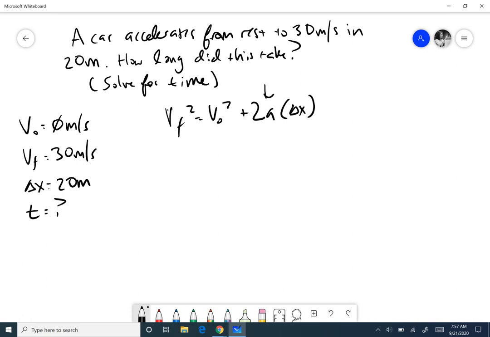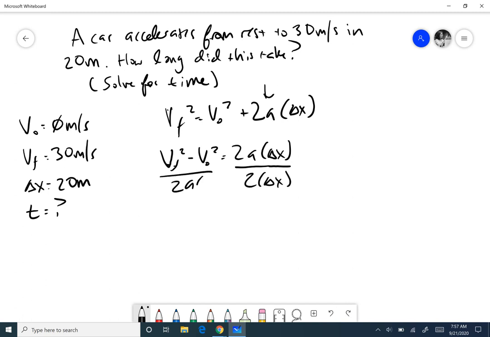To get a by itself, we are first going to subtract v naught to the other side. Okay. And then I'm going to divide away the 2 and the delta x. So I have a by itself. The delta x's cancel. So I am left with acceleration equals velocity final squared minus velocity initial squared divided by 2 delta x. Okay, great.